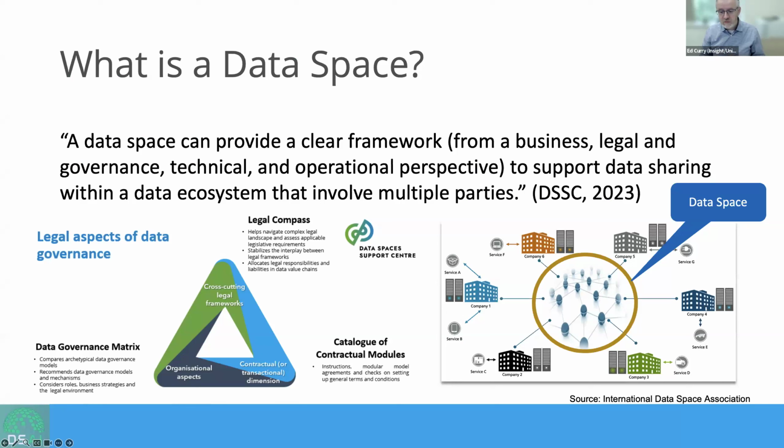For people that are not familiar with that, a data space is not something that's just technical. It covers legal aspects, governance aspects, and operational aspects as well. So it's really trying to understand what is the infrastructure, both technical and non-technical, legal, that's needed to be able to support data sharing across Europe.